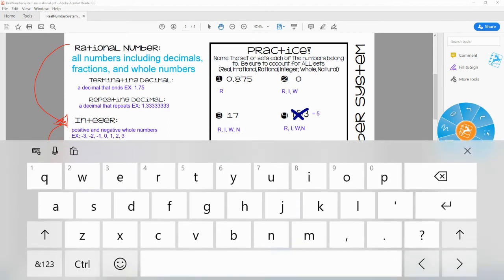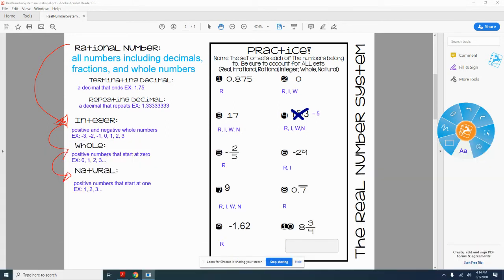Number 10, 8 3/4. So that has a fraction in it and a whole number. So that was going to be rational, of course. But can it be an integer? And even though it has a whole number attached to it, it still has a fraction. So if you were to convert the 3/4 into a decimal, it would be 8.75. So we would still be just like number 9 and just like number 1. So it would still be a decimal, which will only make it rational.